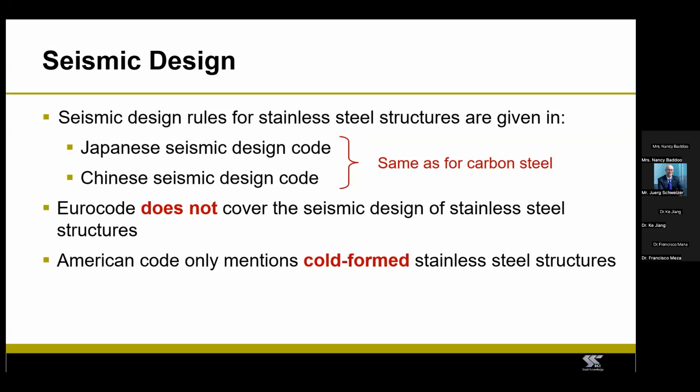As you might know, the US is affected by earthquakes more than Europe. The reason the American seismic design code does not cover stainless steel structures other than the cold formed structures is because design rules for stainless steel have only recently been introduced to the US with the development of AISC 370 in 2021. Now, very recently, there has been an initiative in the US to see if it is possible to give at least some simple rules for stainless steel structures and also identify what is needed to develop more comprehensive seismic rules.